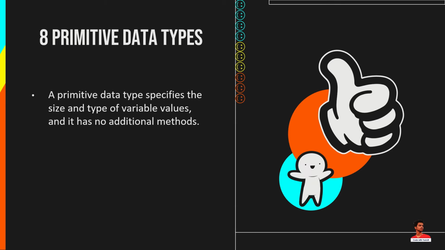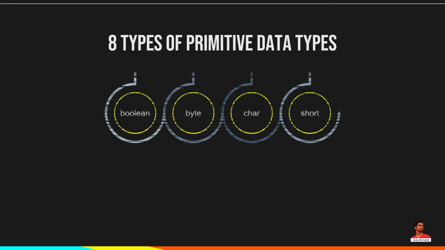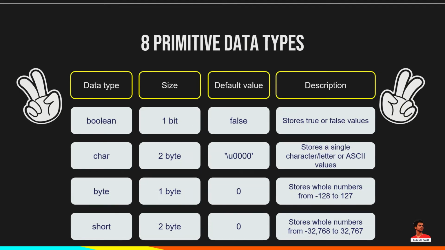A primitive data type specifies the size and type of variable values, and it has no additional methods. In Java language, primitive data types are the building blocks of data manipulation. These are the most basic data types available in Java language. There are 8 types of primitive data types: boolean, byte, char, short, int, long, float, and double. So here are 8 primitive data types and their details.